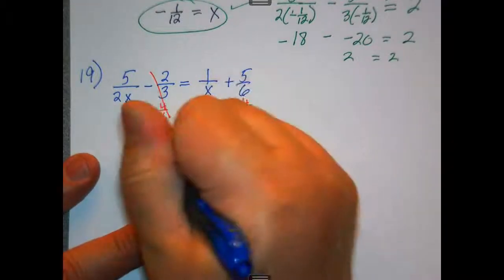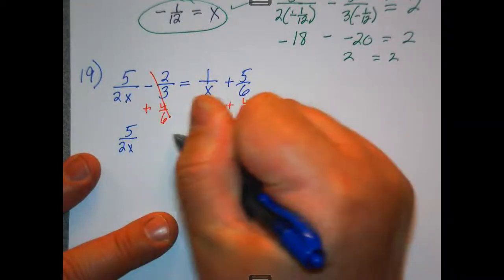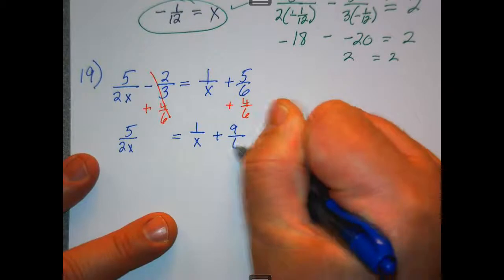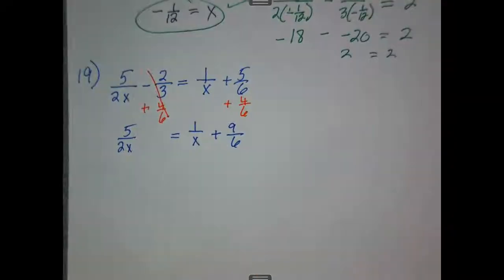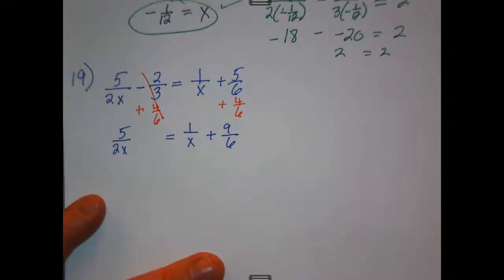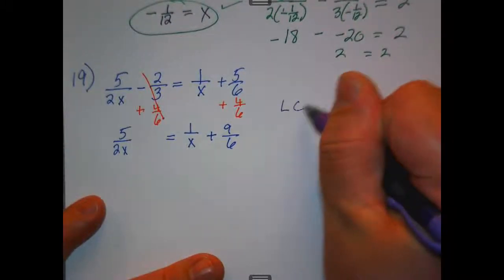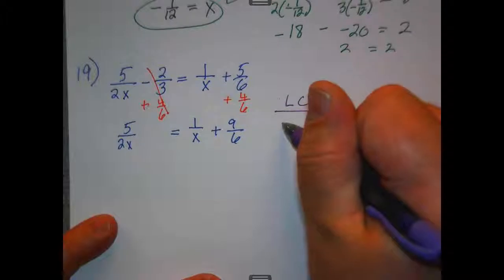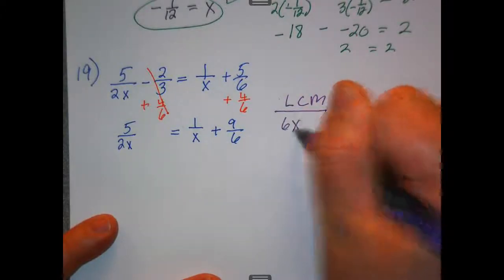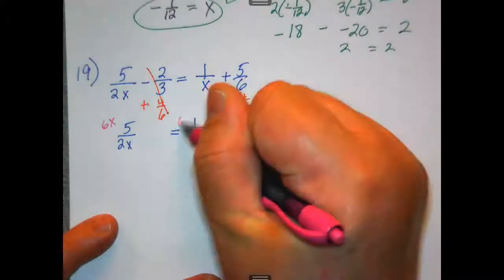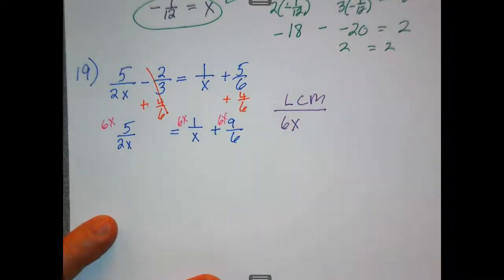So I get 5 over 2x equals 1 over x plus 9 over 6. In fact, we can probably reduce that 9/6 to what? That's right, 3/2. That's okay, we won't, because this will be a good learning experience for you. What's my lowest common multiple? That's right, 6x. Very good. I'm going to multiply every fraction by 6x. Yep, every one of them.